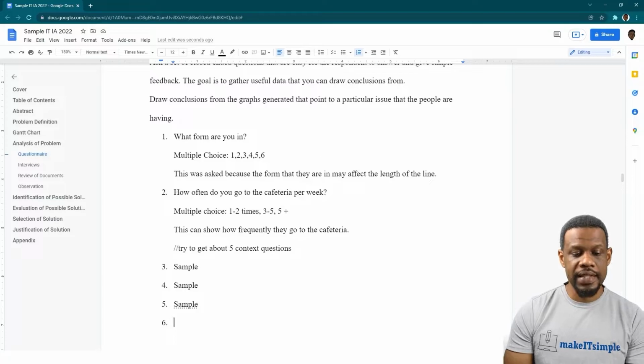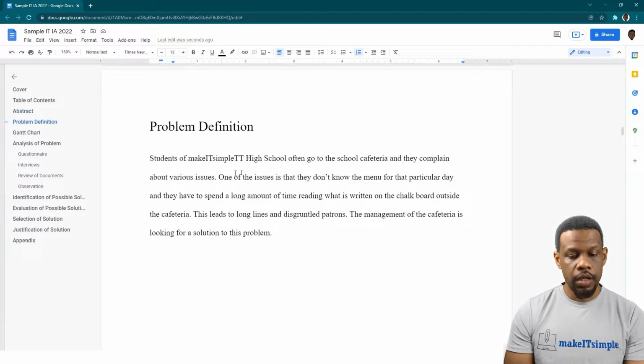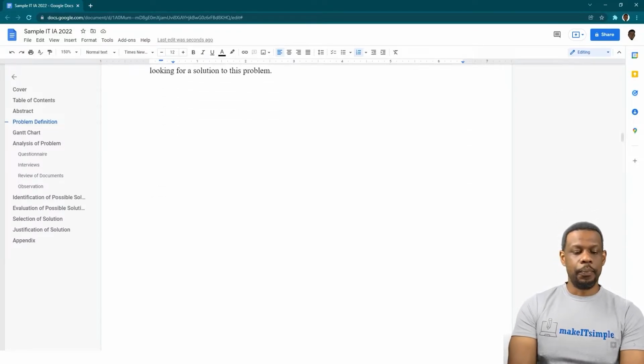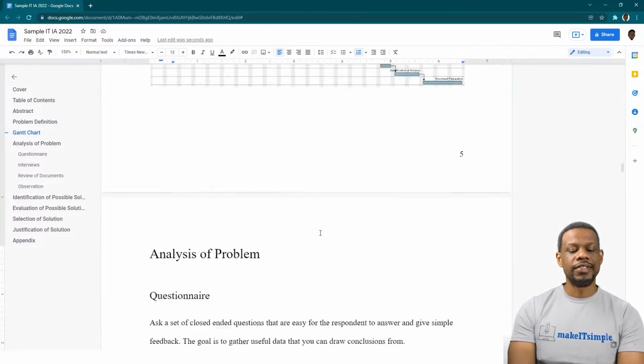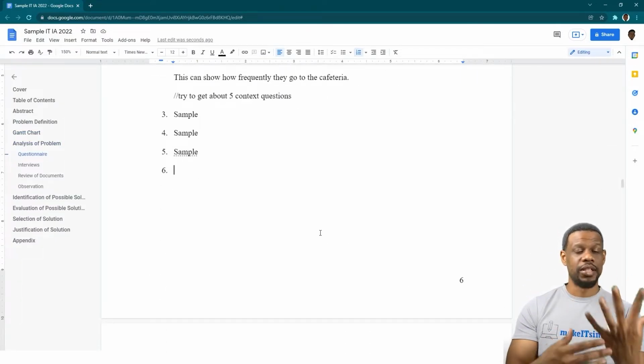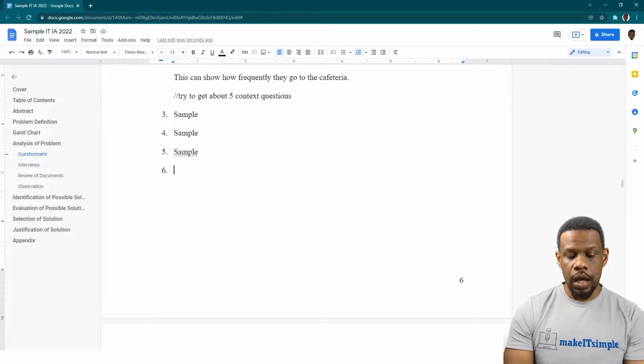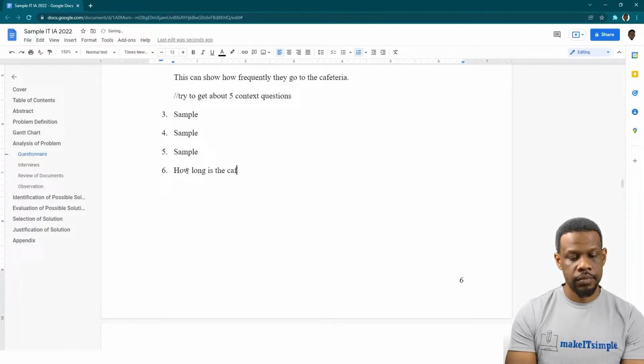So my problem is that they don't know the menu for that particular day, and they have to spend a long time reading what is written on the chalkboard outside the cafeteria. So that's the big problem. Now I want to figure out, okay, how does that problem manifest itself? What is the long time? Something like that, right? So I want to get information and ask, how long is the cafeteria line on average when you get there? And then I would make it multiple choice.